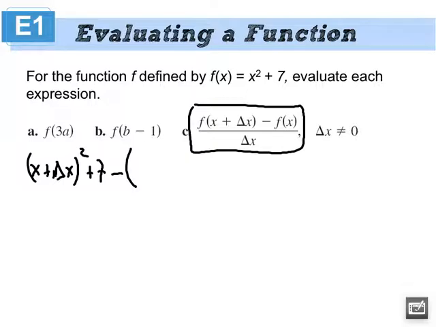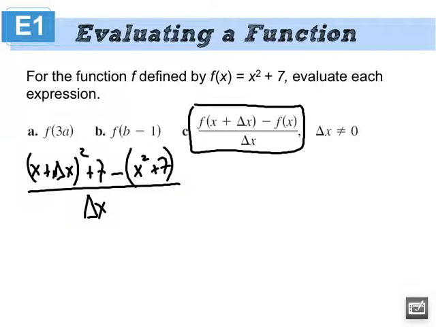Single most common mistake in the entire course is forgetting that set of parentheses. x squared plus 7 all over delta x. That's not an f of delta x, that's just a delta x, so it just stays as delta x. That's the first half of the problem. Being able to substitute in x plus delta x where it needs to go. Second part is evaluating.